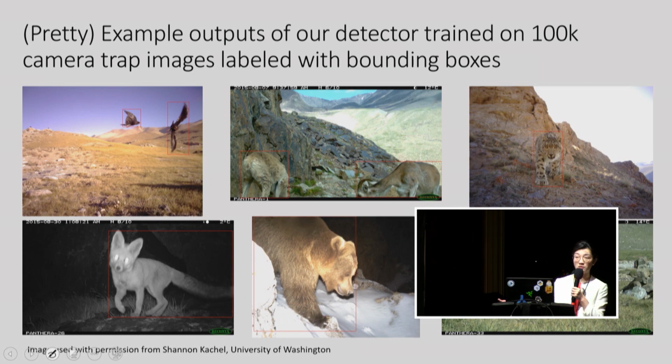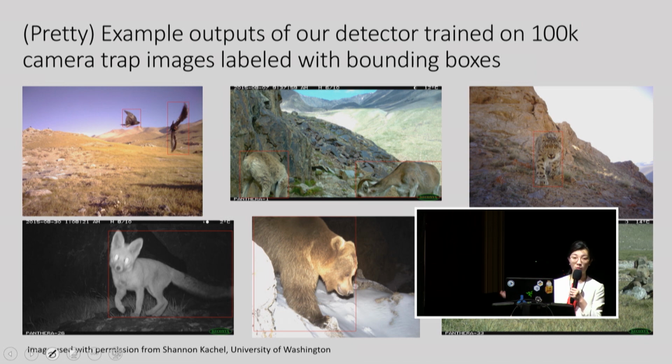Up to 95% of the images are actually false triggers, because you have leaves blowing around and things causing the camera to trigger. So this really saves the researchers a lot of time. They can focus on images that actually have animals.